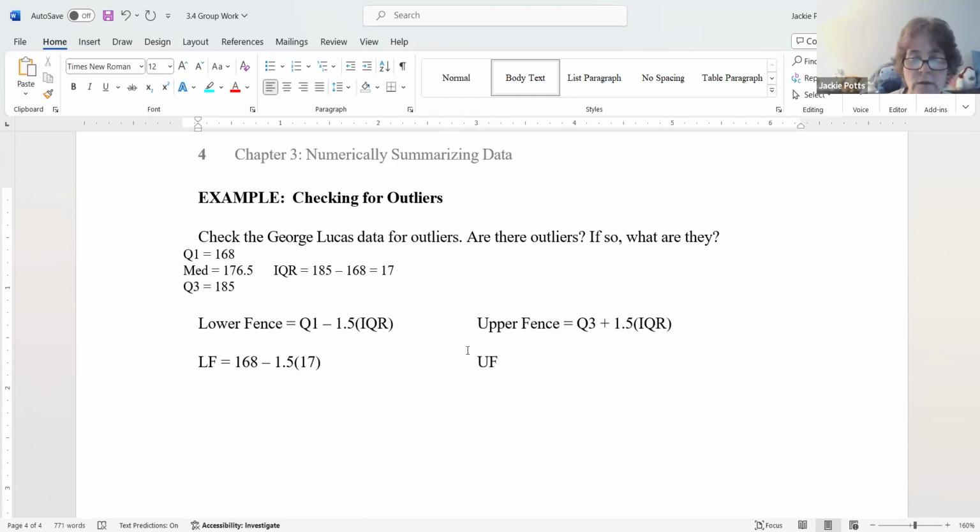So my upper fence is what? Q3 plus 1.5 times the IQR of 17. Now, off to handy dandy calculator.